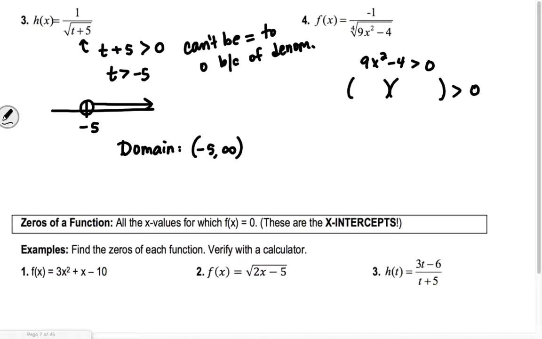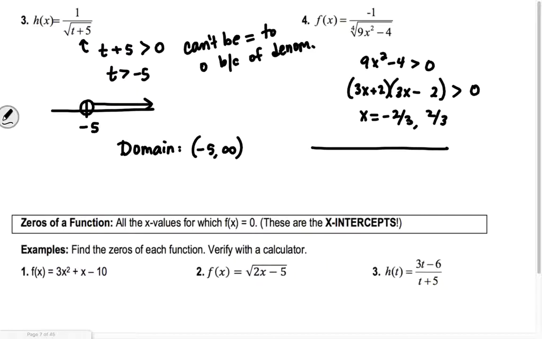All right. So we have 3x and 3x and 2 and 2. We want plus 2 and minus 2. So it's the difference of two squares. Do you guys remember difference of two squares? So we end up getting negative 2/3 as a critical value, and we get positive 2/3 as a critical value.